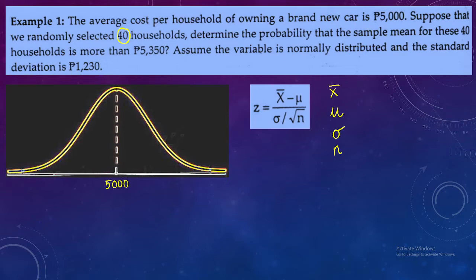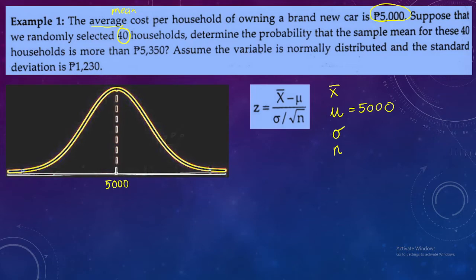Suppose that we randomly selected 40 households. What is 40 there? Population mean. It's the population mean. Does the word mean appear there? In our first sentence, look at the first sentence. The average cost per household, average here means mean. So in this first sentence, this 5,000 over here is the population mean. Okay? So as you can see in our problem, 5,000 is the population mean. It's the average cost per household.